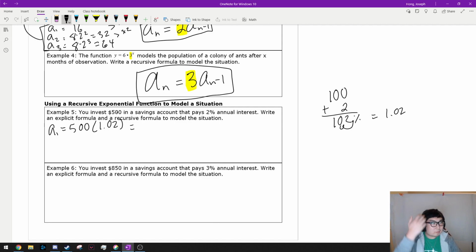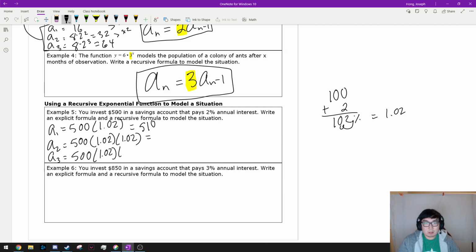This is $502. Or $510, sorry. A2 is equal to 500, because I'm still having that same 500, but I'm getting my 100. Now it became $510, but I still need to get my 2%. Let's move on. 500 times 1.02 times 1.02 times 1.02.